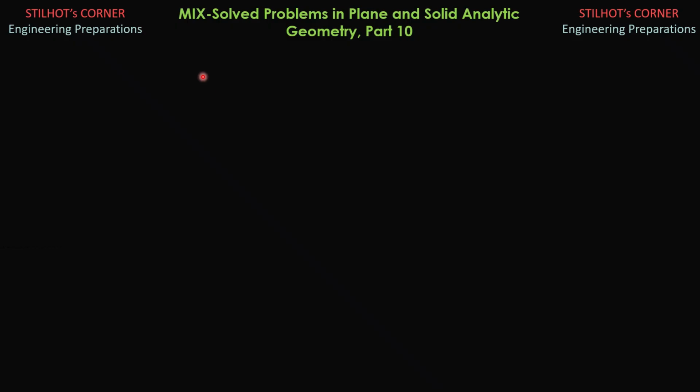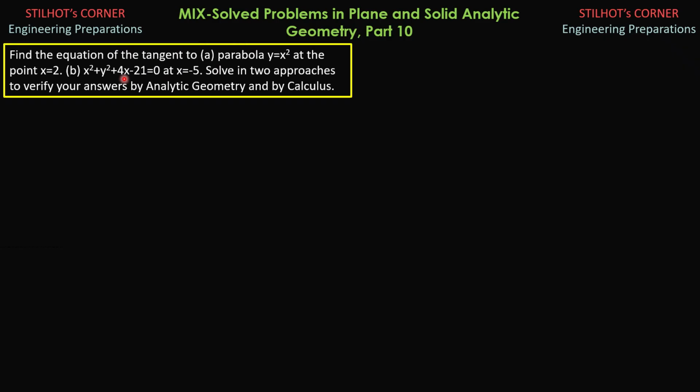The general approach by plane analytic geometry is to replace x by 1/2 of quantity x plus x sub t, y by 1/2 of quantity y plus y sub t. Then x squared is replaced by x xt and y squared by y yt.